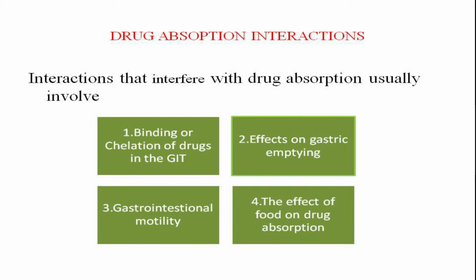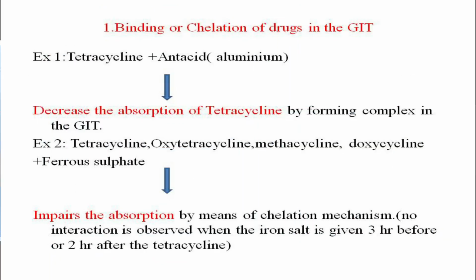The first one is binding or chelation of drugs in the GIT. The second is drugs' effects on gastric emptying and gastrointestinal motility, and the effect of food on drug absorption. The first one is binding or chelation of drugs in the GIT. Tetracycline, when given with antacid, particularly aluminum containing substances, may decrease the absorption of tetracycline by forming a complex in the GIT.